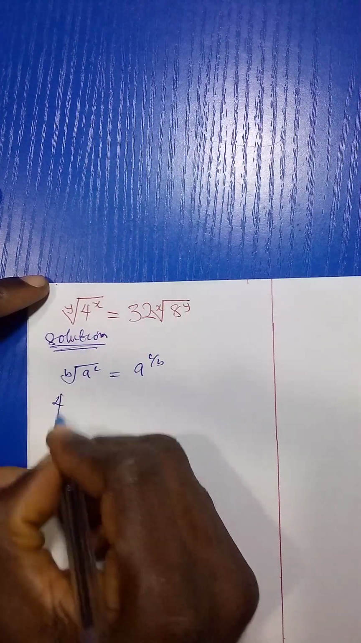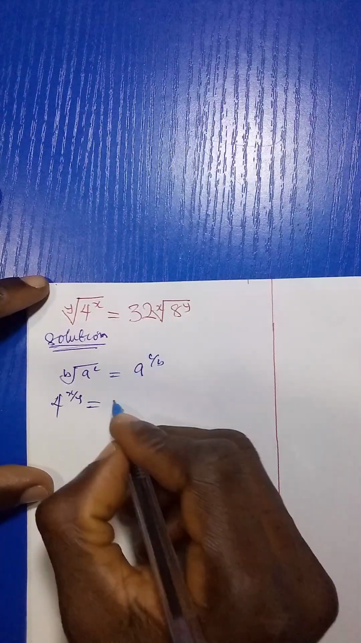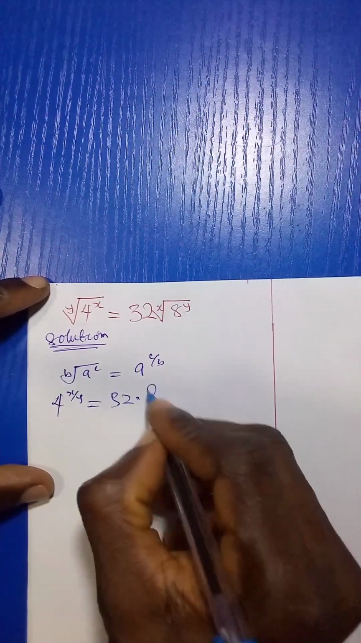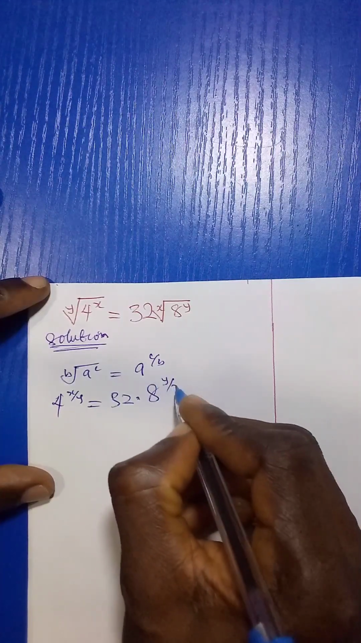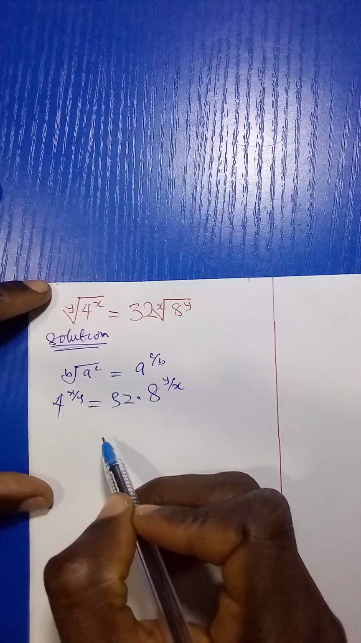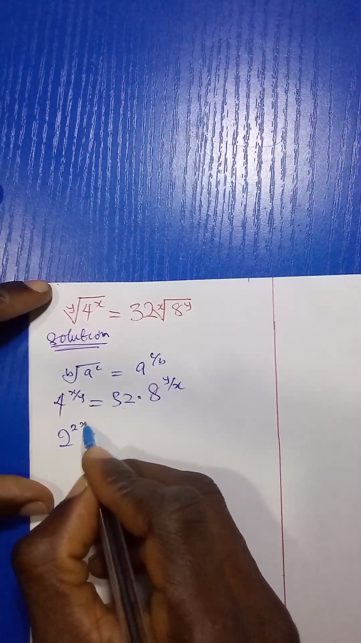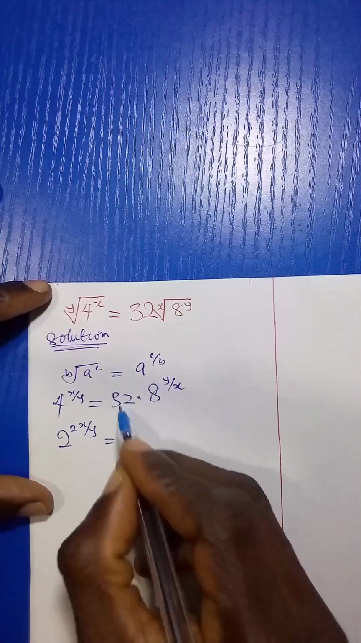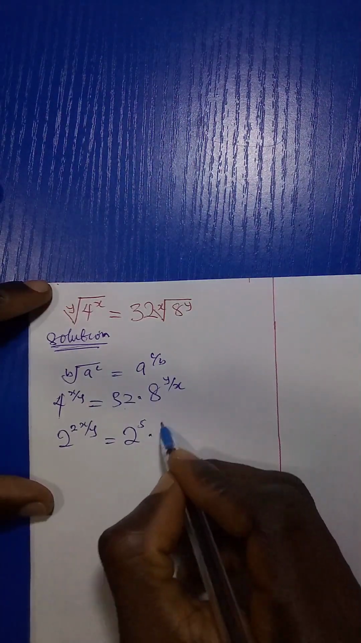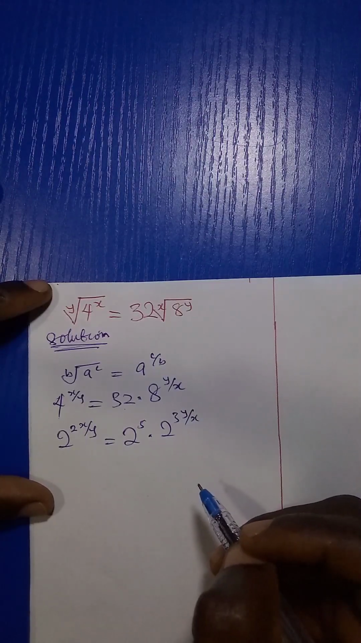So let us write this now in this form. It becomes 4 to power x over y is equal to 32 times, we'll also apply this property here, 8 raised to power y over x. Fortunately, the numbers can be written in base 2. So we can write this as 2 raised to power 2 times x over y is equal to 32, which is 2 raised to power 5, times 8, which is 2 raised to power 3 times y over x as the power.